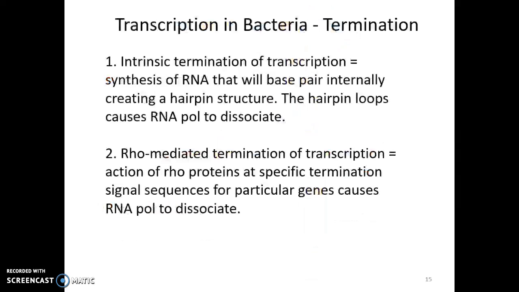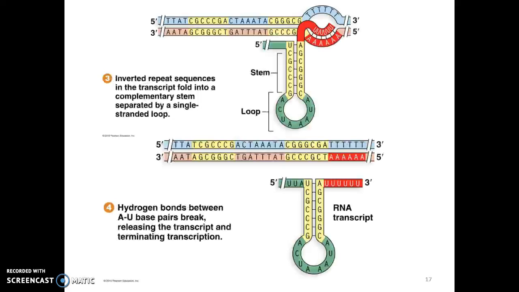The other mode, just to go back for a minute, is to utilize Rho proteins, which bind to specific termination signals at the very end of the RNA transcript and the associated DNA template, causing RNA polymerase to dissociate. And I don't have an image to show you of that, but that's the text that goes with it. All right, so what we're going to do next is move on in the next part of this lecture to talk about RNA processing in eukaryotes.